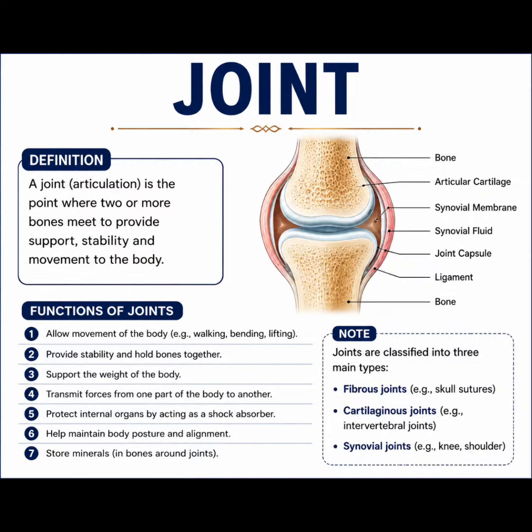Okay, simply, a joint is a junction between two or more bones or cartilage. It is also called articulation or arthrosis. Joints help to increase the length of bone and help in movement. It is the weakest part of the skeletal system.